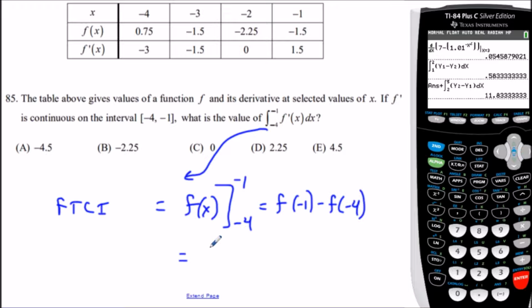All we have to do to complete this is look at the table. f of -1 is -1.5, and we're subtracting f of -4, which is 0.75. This works out to -2.25, and that's going to match choice B. So we have 85 as choice B.